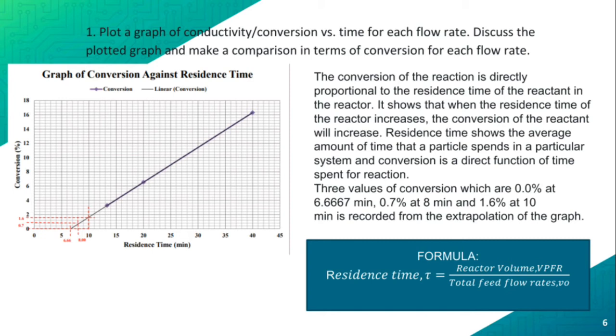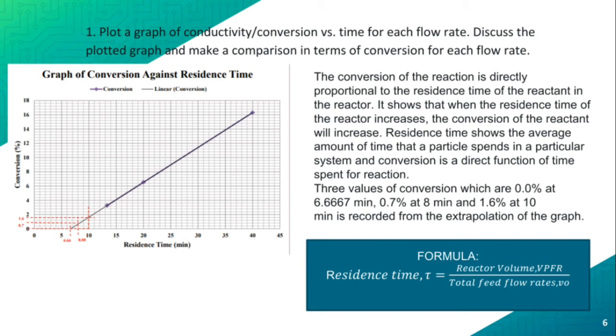In this graph, the conversion of the reaction is directly proportional to the residence time of the reactant in the reactor. It shows that when the residence time of the reactor increases, the conversion of the reactant will increase. Residence time is the average amount of time that a particle spends in a particular system, and the conversion is a direct function of the time spent for reaction.